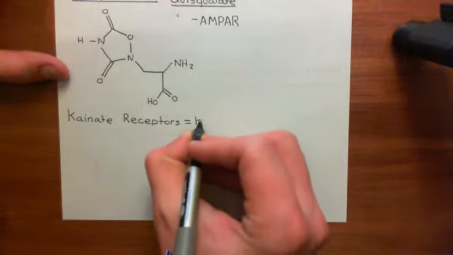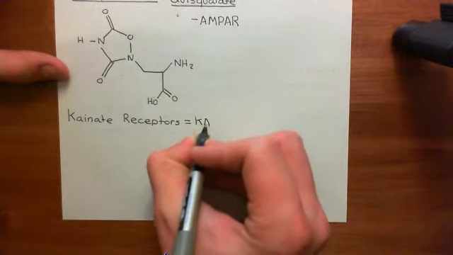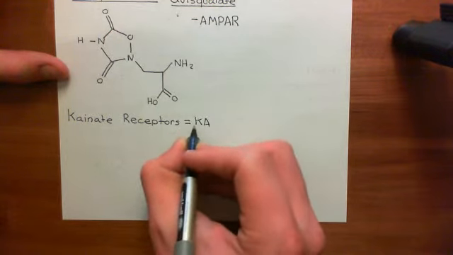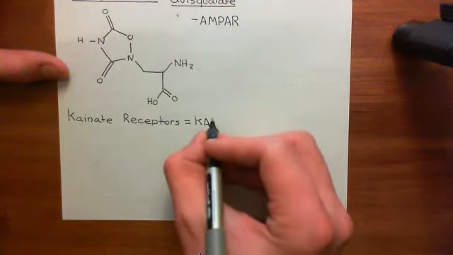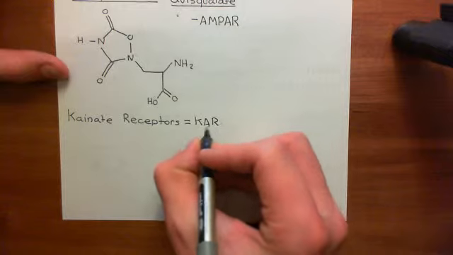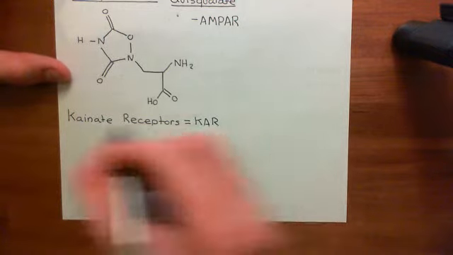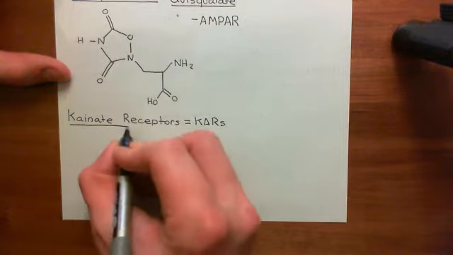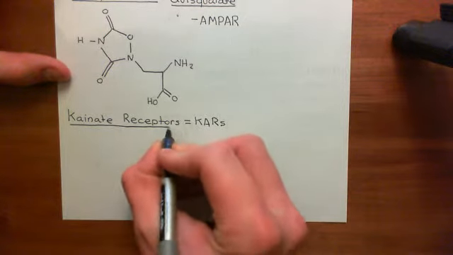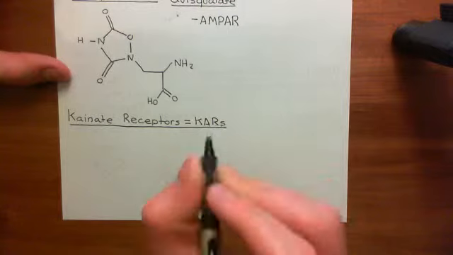This stands for kainic acid, which we'll come to. It's a selective agonist for the kainate receptors, and then R for receptors. Again, this is another family of ionotropic glutamate receptors, so their ligand is glutamate.